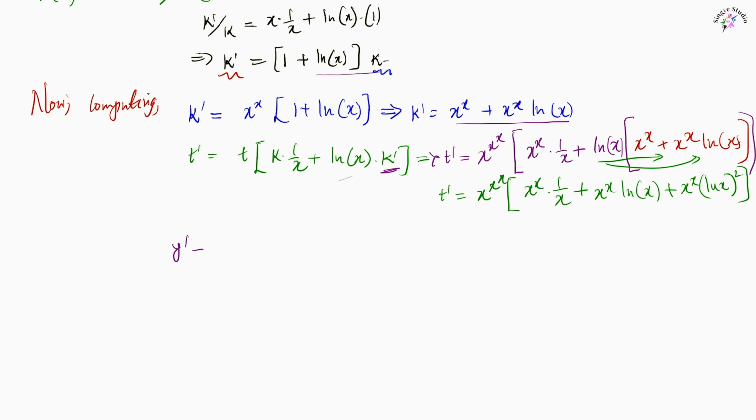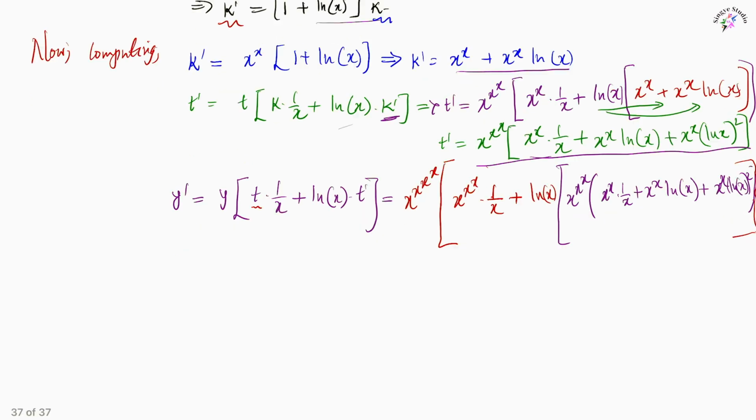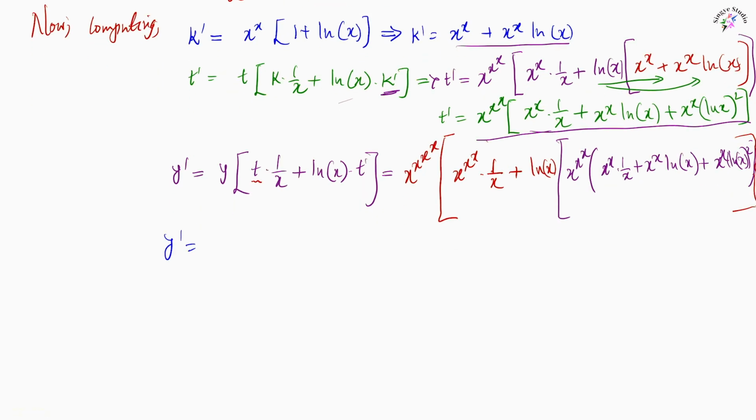Now we have y prime equals y times t times 1 upon x plus ln x times t prime, right? So we will get the value of y is x raised to x raised to x raised to x whole times, here the value of t is x raised to x raised to x, right, times 1 upon x plus the value of t ln x, and this whole is the value of t prime, right? So we will now get y prime equals, see here, this y is multiplied to all, so we can factor this out.